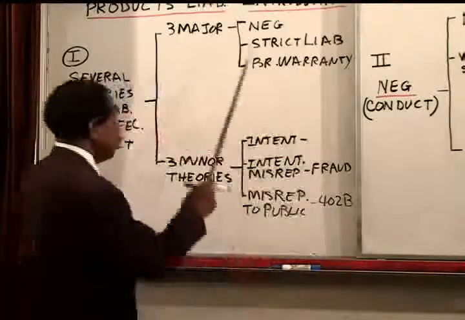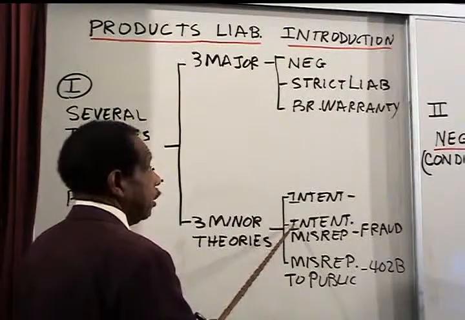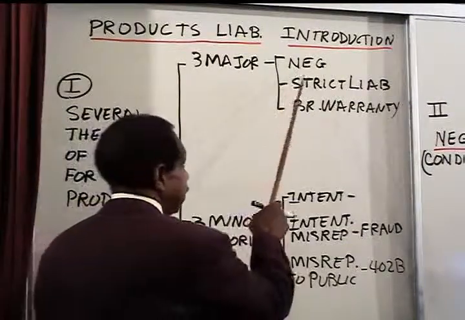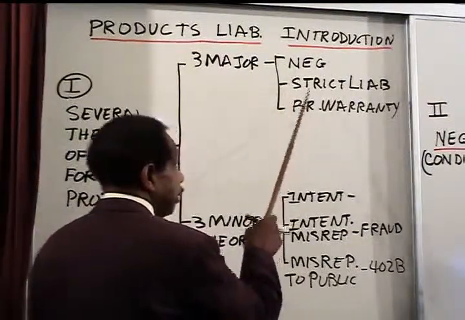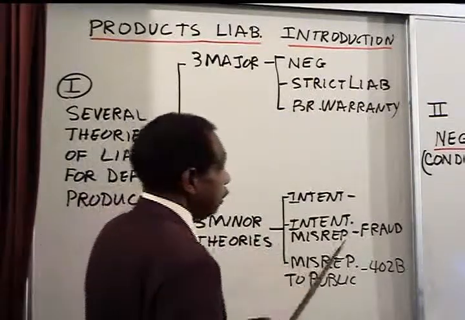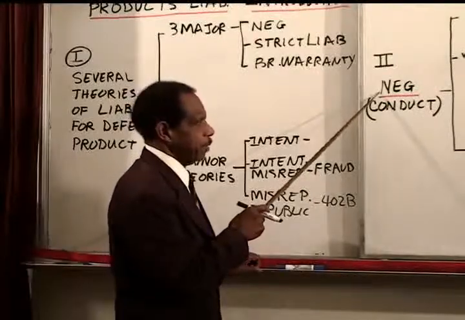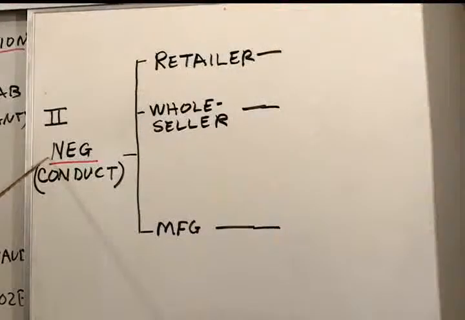So these are the 6 theories of products liability, and we're going to talk briefly about each of these theories. Then there's a separate lecture that goes into each of these in depth. The negligence theory of liability for a defective product is based on evaluating the conduct of the party that you're claiming was negligent.